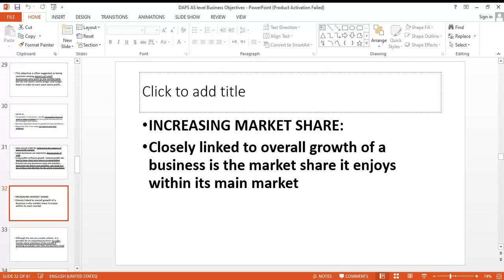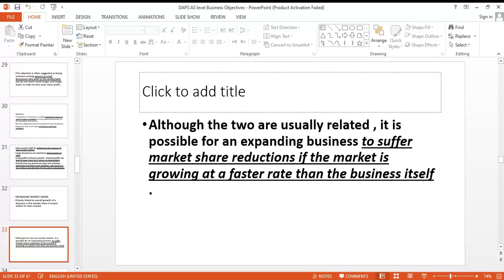The petrol being sold in the market is $1 million. Just an example, $1 million. Out of that $1 million, $100,000 you are selling. Other companies are selling 900,000, you are selling 100,000. So what is your market share? It's 100,000 divided by 1 million, which is 10%. You control 10% of the market. So if you increase your market share, automatically your revenue in the long run will increase.